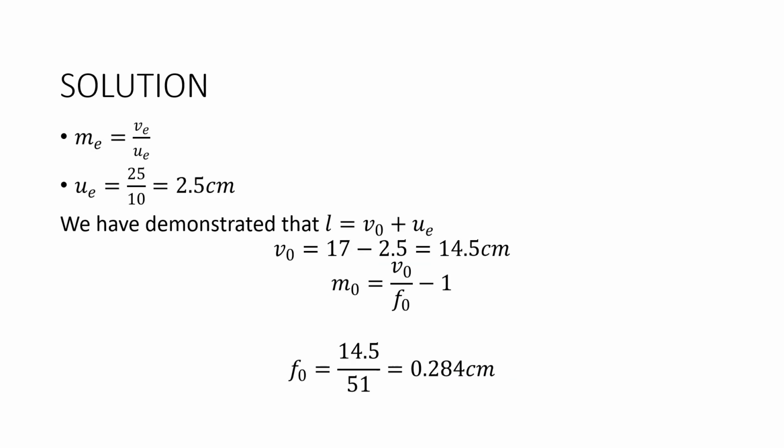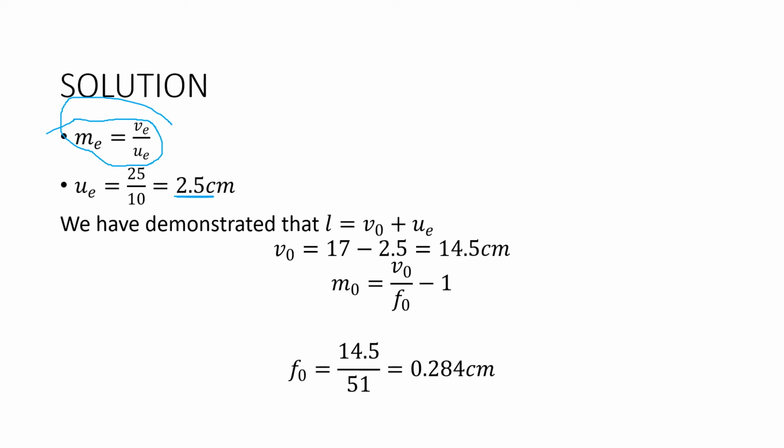Now, after knowing FE, as asked in part B, we also need to find FO, but we cannot know FO if we don't know VE and UE. So using the formula ME equals VE over UE, we calculate UE and get that UE is 2.5 centimeter from our eyepiece.